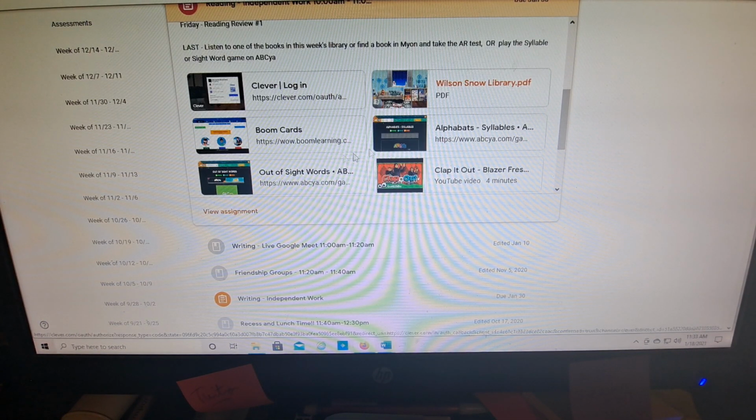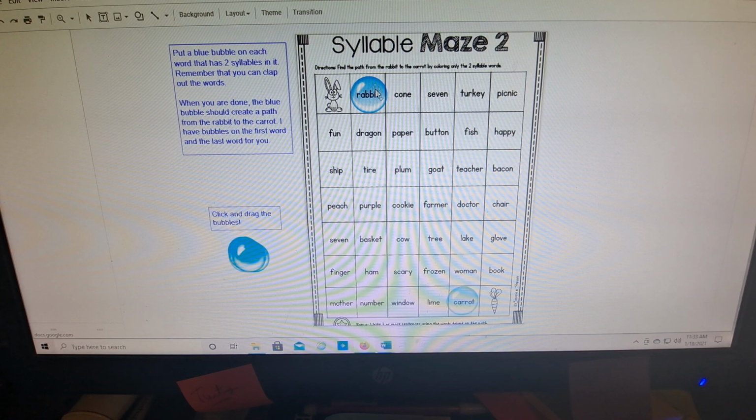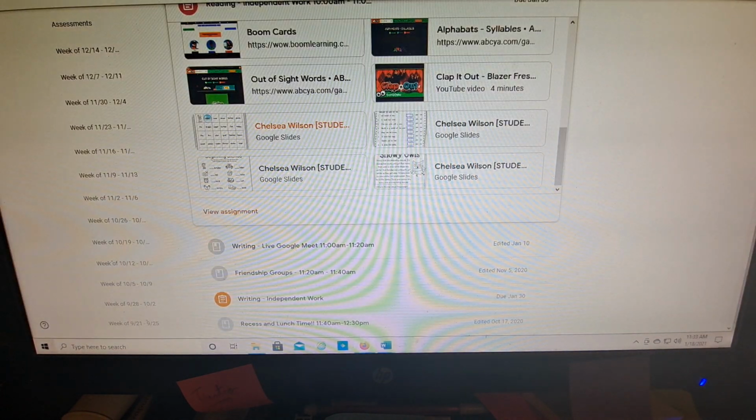So Boom Cards, alphabets. Again, this is the same kind of maze like we did last week. They bring the bubbles and it makes a pattern that goes from the rabbit to the carrot. And I put the bubbles on the first word and the last word down here for them. So we did that.